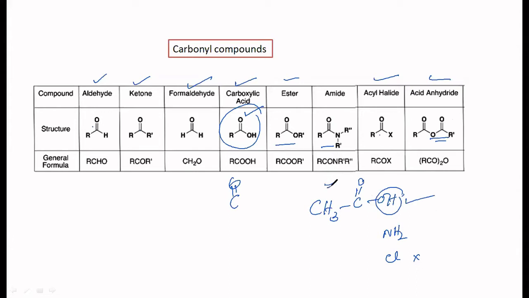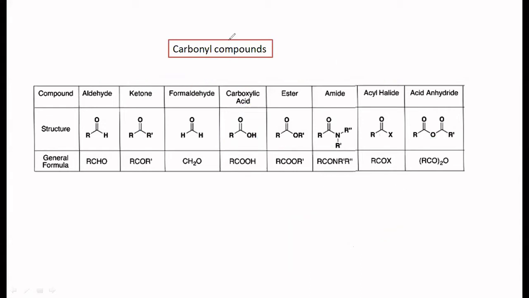Now all the derivatives of carboxylic acid on hydrolysis give carboxylic acid. That is the reason even cyanides are considered as derivatives of carboxylic acid, because this on hydrolysis easily gives you RCOOH plus ammonia, isn't it? Okay, so these are all carboxylic acids and carbonyl compounds and their derivatives.